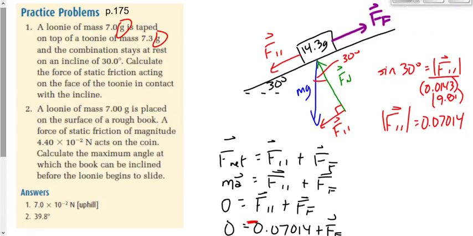F parallel came from some trigonometry up here, right? We have a right angle triangle. This is our opposite and hypotenuse, so we use sine theta, opposite over hypotenuse. In order to get that, though, it's so critical that we draw this free body diagram correctly.